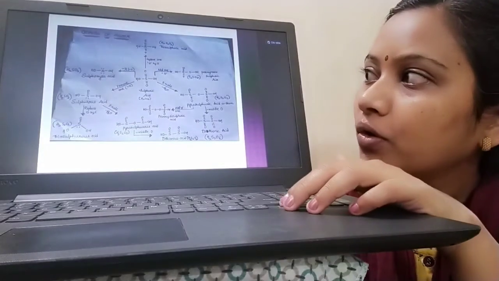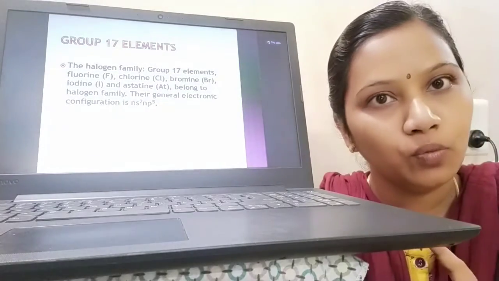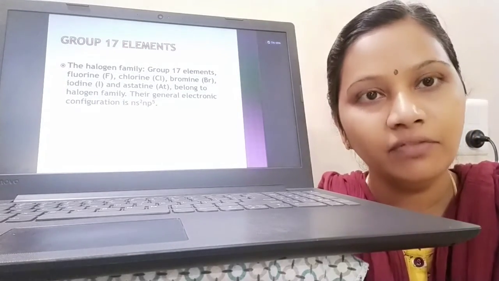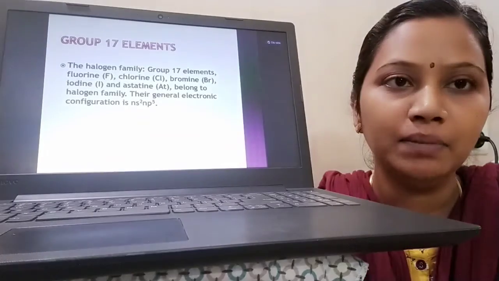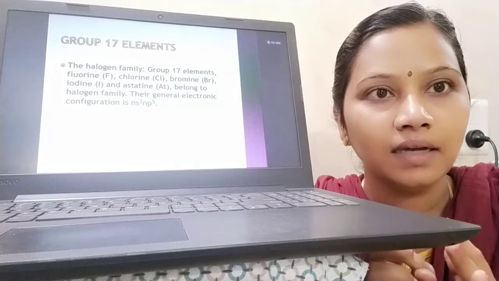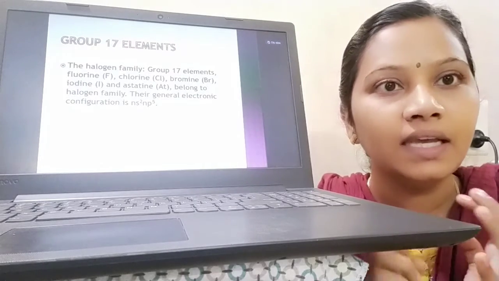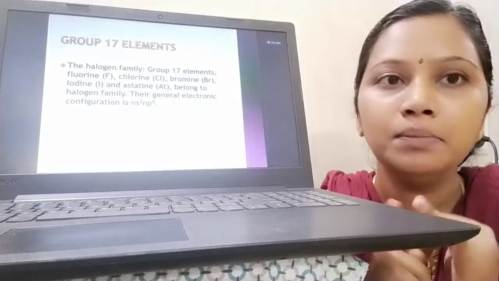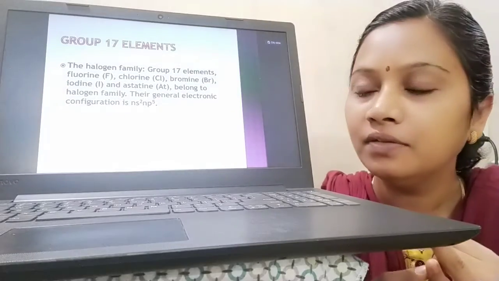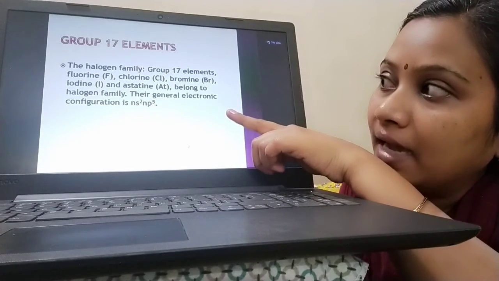Now moving on to group 17 elements. We have only one group left, that is group 18. We are moving to group 17 elements. So what are the elements which come under group 17? F for fluorine, Cl for chlorine, Br for bromine, then iodine, astatine.